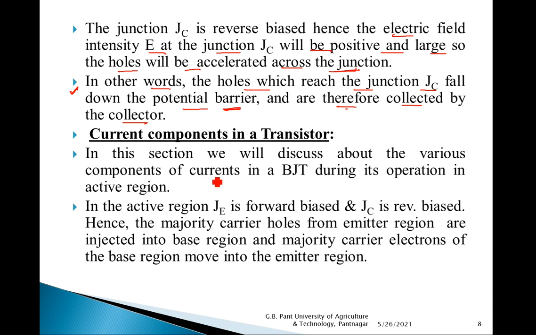Now coming to the next topic, that is the various current components in a transistor. In this section we will be discussing the various components of current in a BJT during its operation in the active region. In the active region, you know that JE is forward biased and JC is reverse biased. So the majority carrier holes from the emitter region are injected into the base region, and the majority carrier electrons of the base region move into the emitter region.